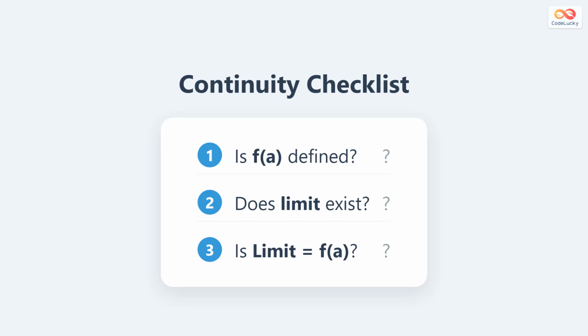So, whenever you need to prove a function is continuous at a point, just run through this 3-step mental checklist. 1. Is the function defined at the point? 2. Does the limit exist? And 3. Is the limit equal to the function value? If you answer yes to all 3, it is continuous.